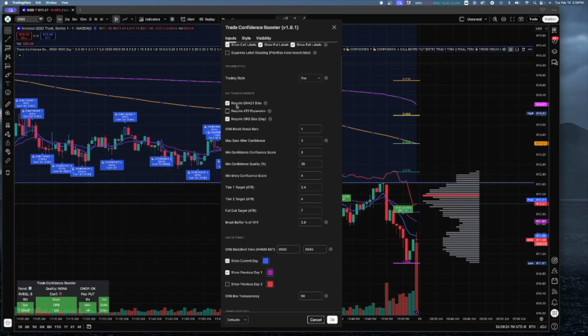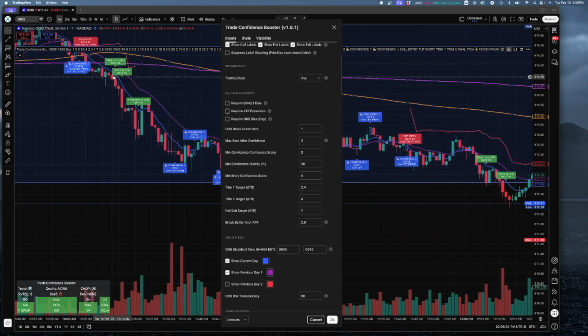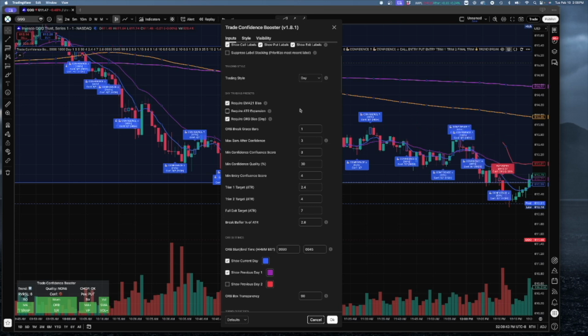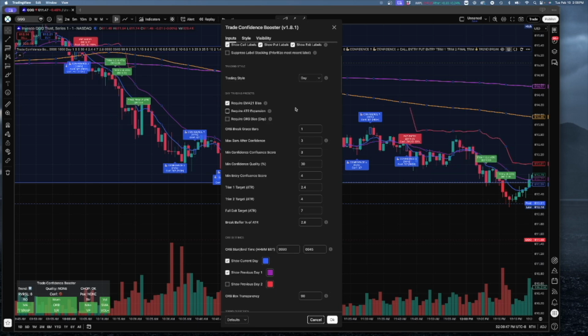settings. But again, here, require EMA bias, require ORB bias. You can uncheck those too if you want. And I think we should get that. Yep, see, we got that entry again. So it's definitely a little stricter, mainly meant for holding on to trades a little bit longer.